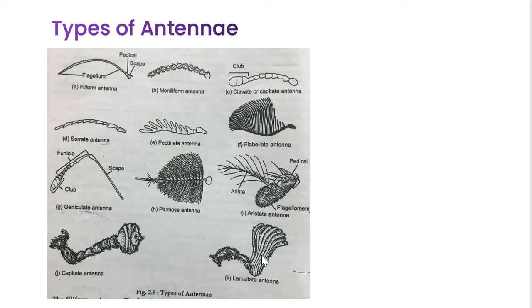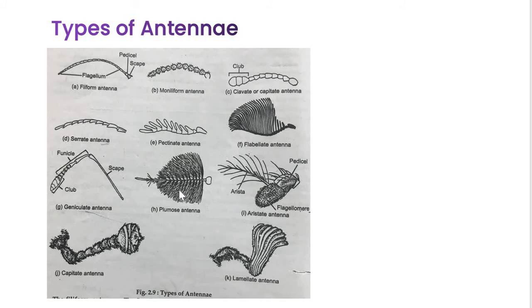Now the next type of antenna, which is plumose antenna. Here the flagellum is composed of a large number of cylindrical segments, and here you can see this plumose type of antenna. Here the segments are provided with long hairs on either side, right? So here you can see each segment, a number of segments are present, and each segment is provided with a tuft of hair from both sides. This is the plumose antenna.